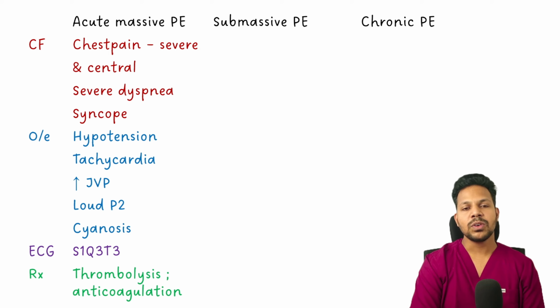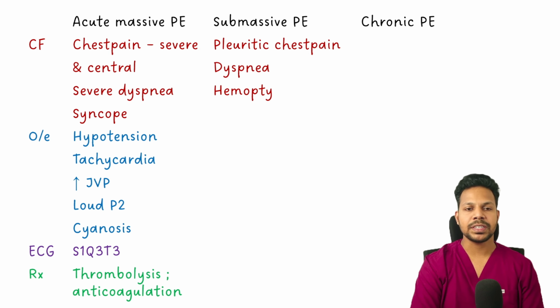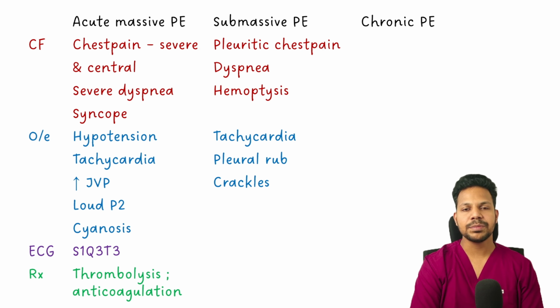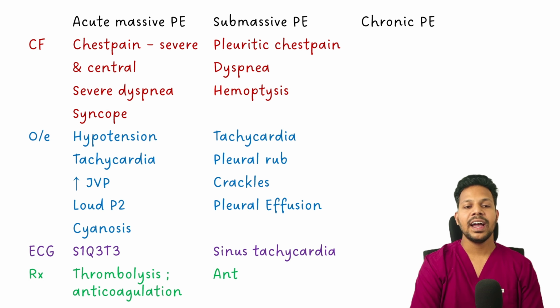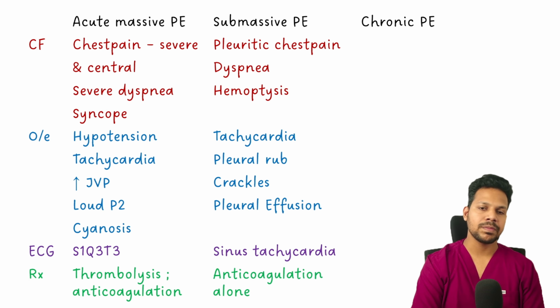Okay. Now let's look at the presentation of submassive pulmonary embolism. The clinical features are pleuritic chest pain, dyspnea, and hemoptysis. On examination, you will see tachycardia, pleural rub, that is because of pleural irritation, crackles because of the infarction, and pleural effusion when it is overlying the pleura, and when there is pleuritis, eventually there is development of pleural effusion as well. On ECG, you will find sinus tachycardia, and the treatment is anticoagulation alone.